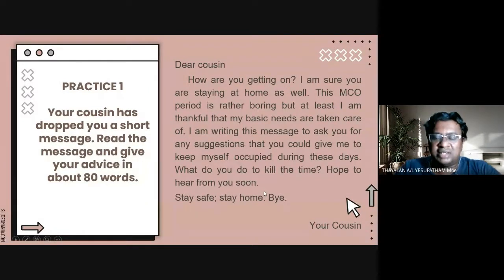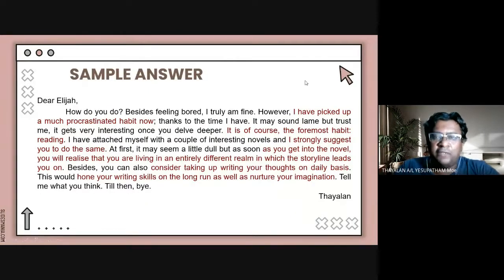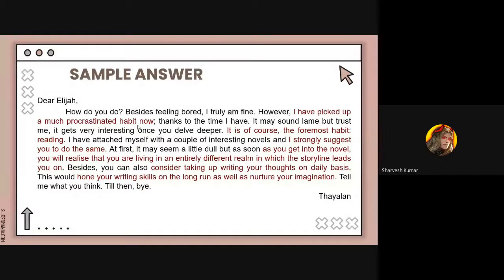So three things. Now here I have picked up a much procrastinated habit now. It means I am sharing what I do, but I am not sharing it entirely. So let us read further. Continue. Thanks to the time I have. It may sound lame, but trust me, it gets very interesting once you delve deeper.